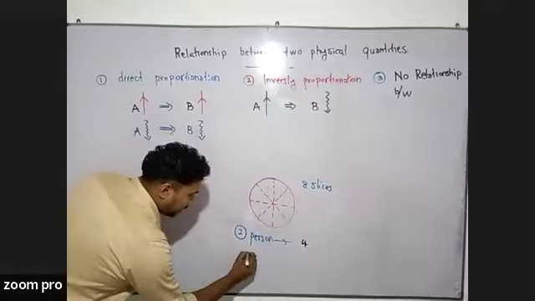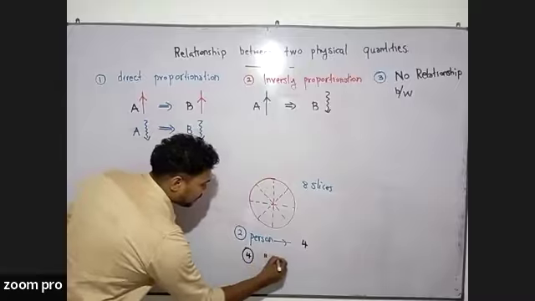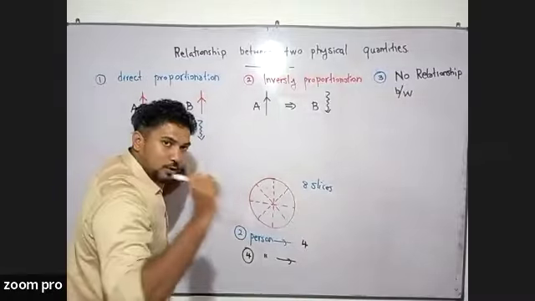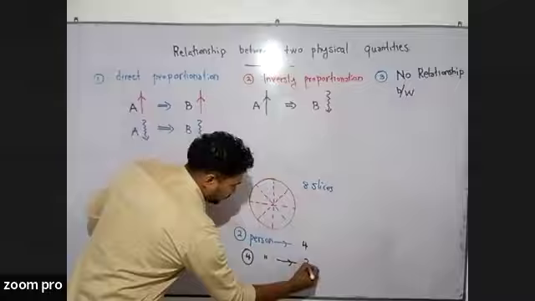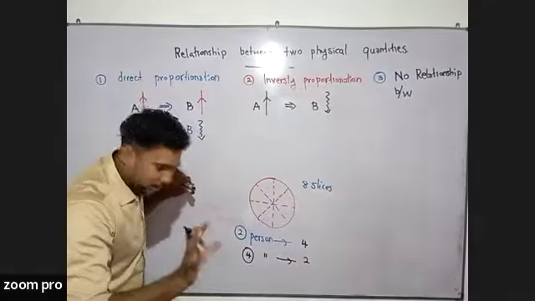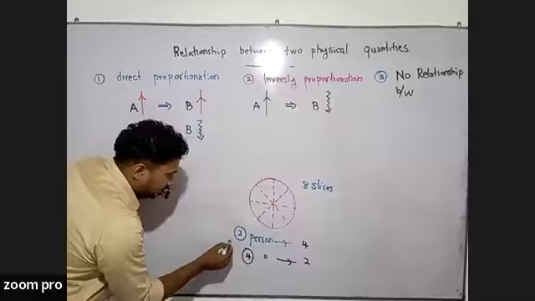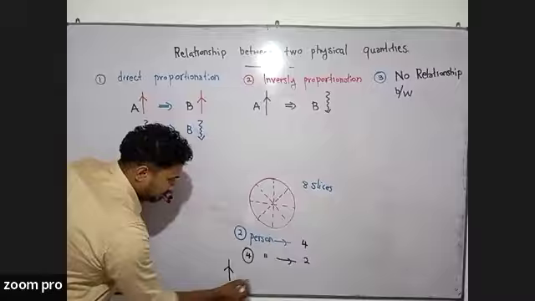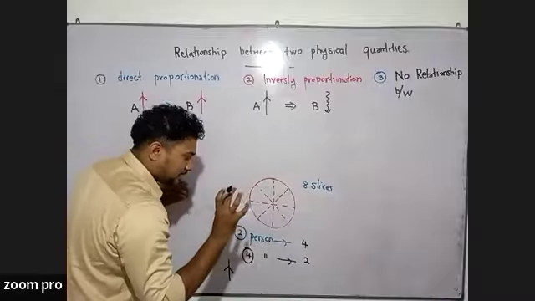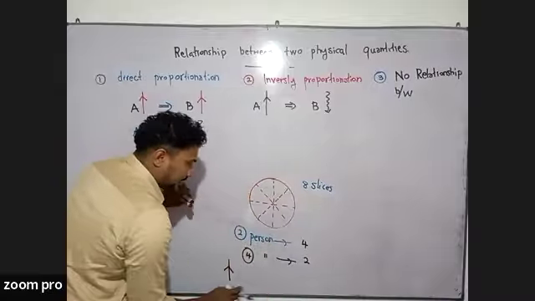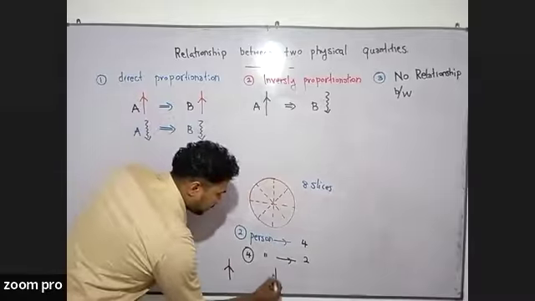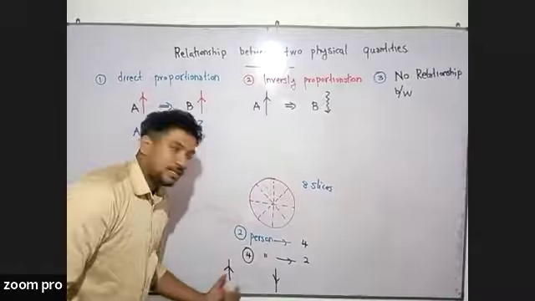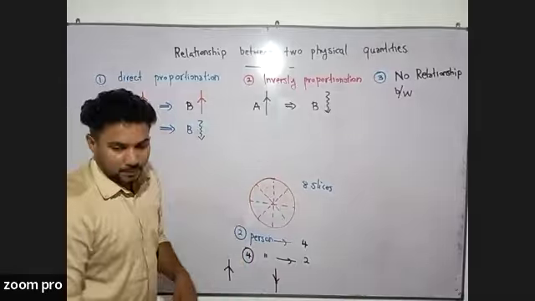So let's assume that if 4 persons are willing to eat this pizza, then each of you gets only 2 slices. Likewise, in this example, when the number of persons increases, the slices given to each person get reduced, isn't it? So this example can be considered as inverse proportion.